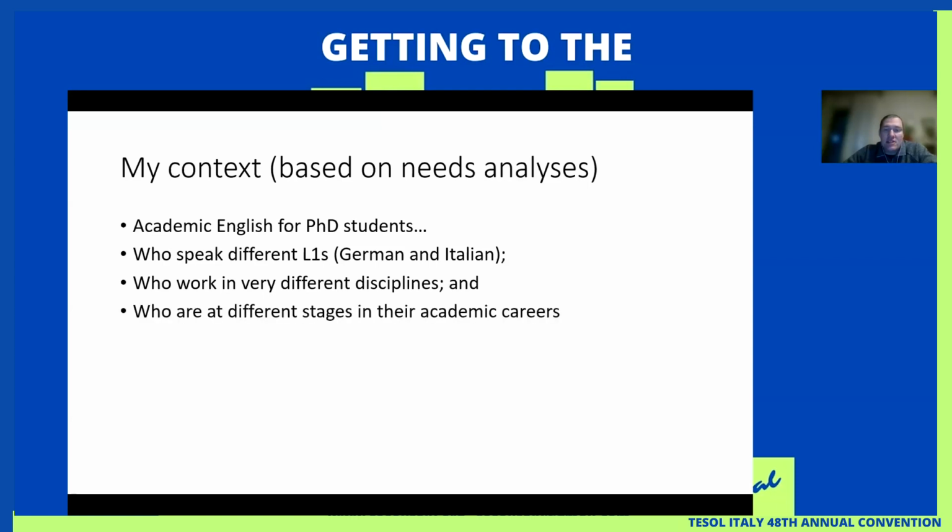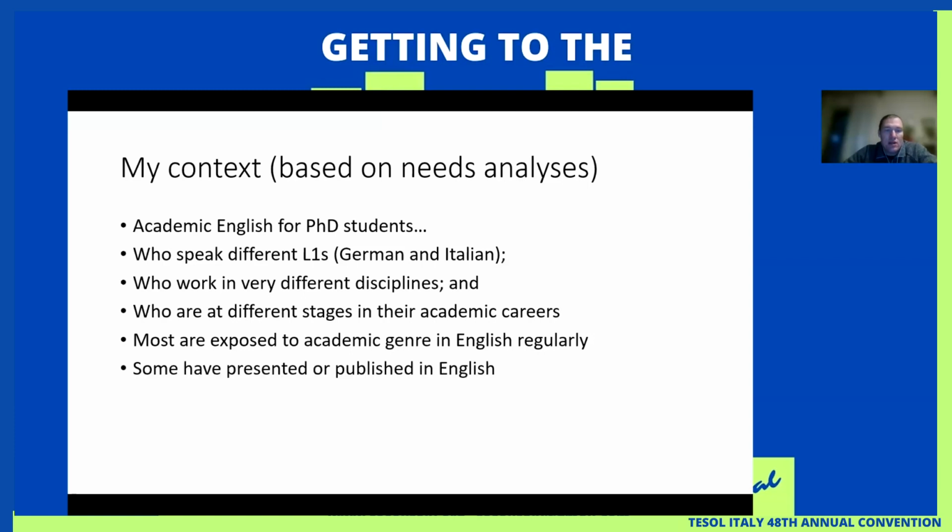They are at different stages in their academic careers. Some of them are first-year students, some of them are third or fourth or fifth-year students. Most are exposed to academic genres in English regularly. In their day-to-day academic lives, they're reading articles and attending lectures in English. Some have presented or published in English, depending on the stage in their career. All are under some pressure to present and publish in English. This, of course, is important because conference presentations and publishing research articles are areas where they need to learn to communicate more effectively in English.